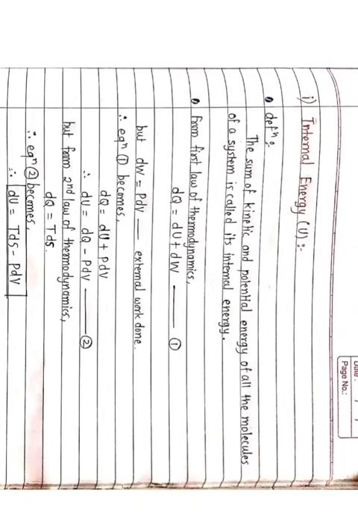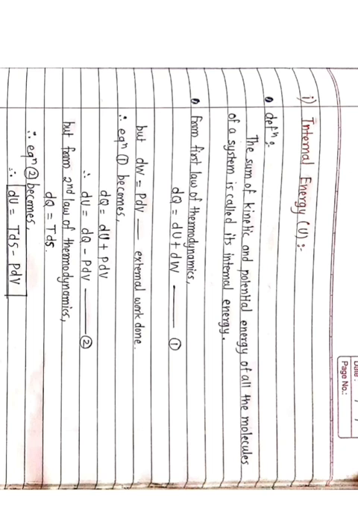First potential is internal energy. So what is internal energy? We know that a system has lots of molecules, and every molecule has its kinetic energy and potential energy. So the sum of the kinetic energy and potential energy of all the molecules of a system is called its internal energy. So what's the definition of the internal energy? The sum of kinetic and potential energy of all the molecules of the system is called its internal energy.